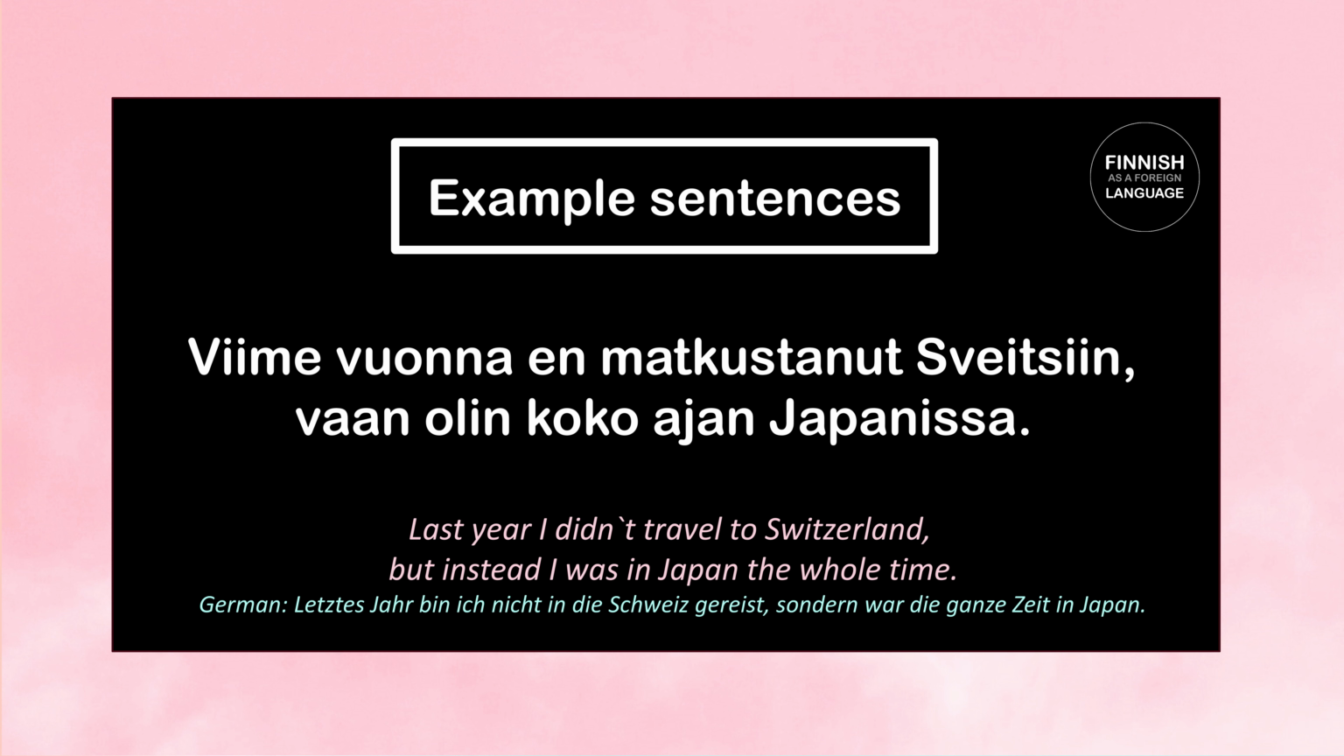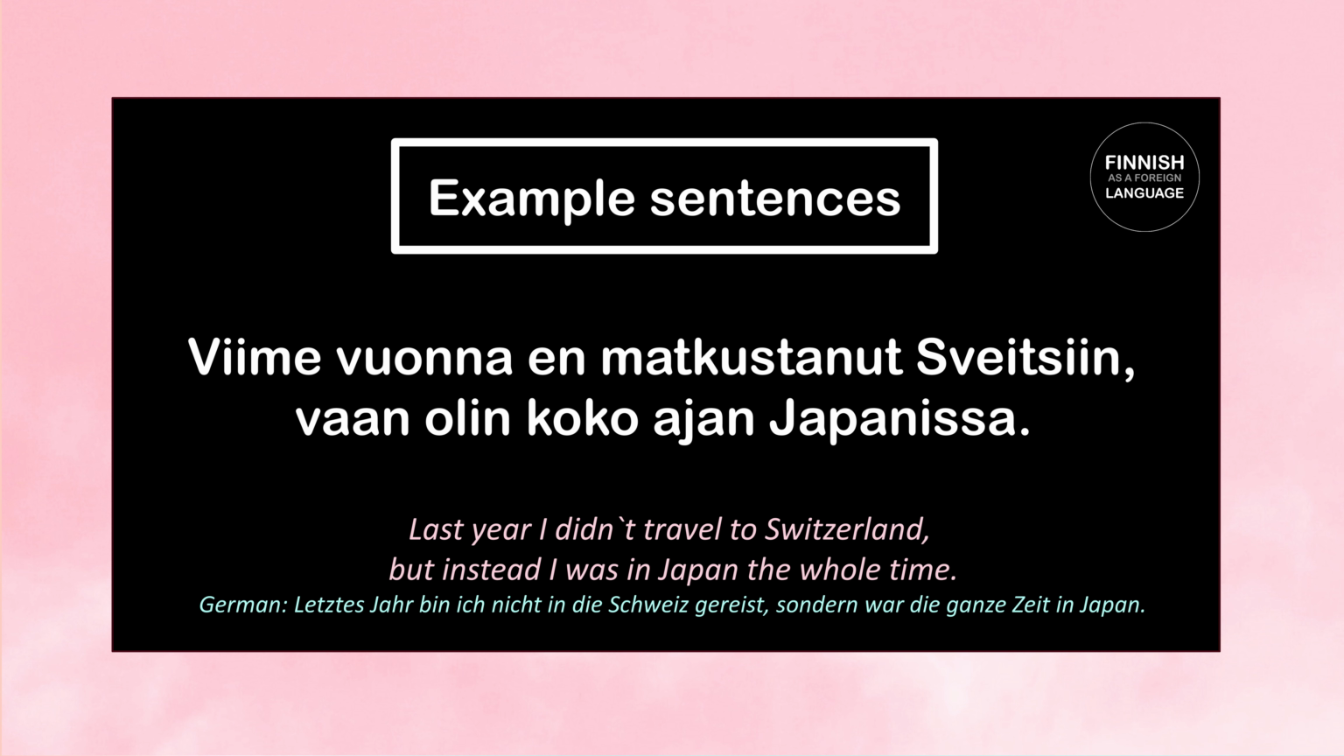Koko ajan means the whole time. And Japanissa means in Japan. It's the inessive case of Japani, which means Japan. So let's repeat. Viime vuonna en matkustanut Sveitsiin, vaan olin koko ajan Japanissa. Last year I didn't travel to Switzerland, but instead I was in Japan the whole time.